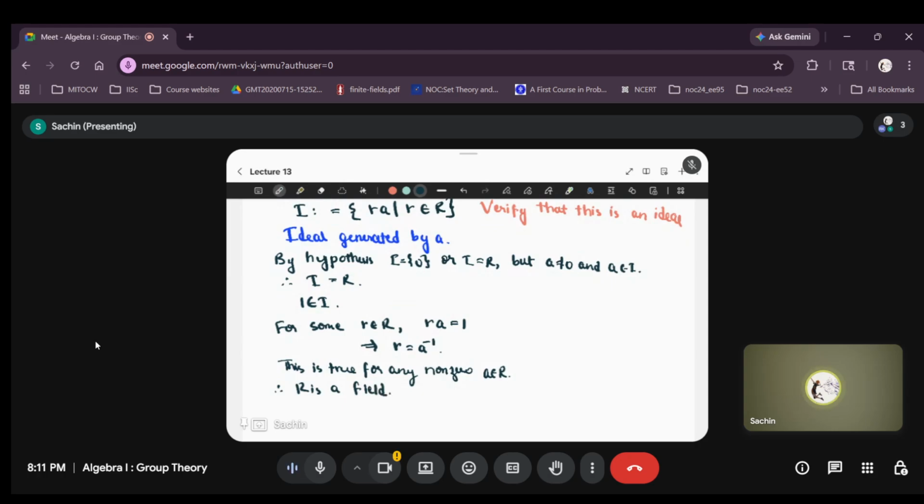So we have shown both sides. In any ring, the ring is a field if and only if the only ideals in it are 0 and R.